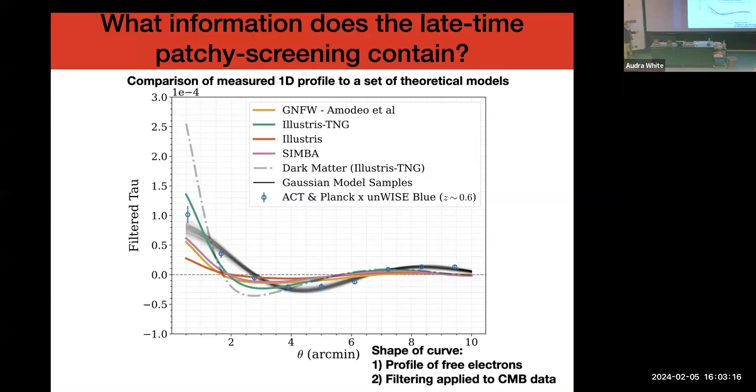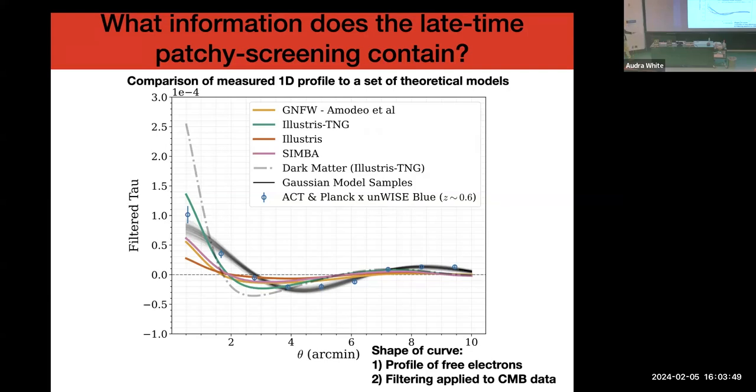But the thing to compare this to is comparing our data to these different colored lines here, which is when we have gone into a suite of different simulations, the illustrious TNG, the illustrious and SIMBA simulations, identified halos of approximately the same mass, and computed what their electron profile looks like, and plotted that here. This comparison at the moment is quite approximate, as it's quite hard to reproduce the selection function used to select unWISE galaxies. But the idea here is to demonstrate what the power of these measurements can tell us about how electrons are distributed around these objects.